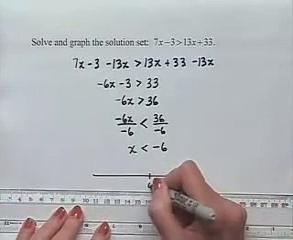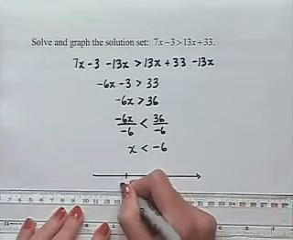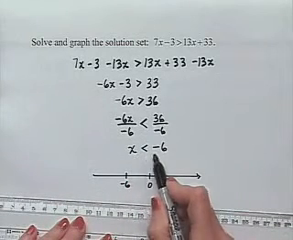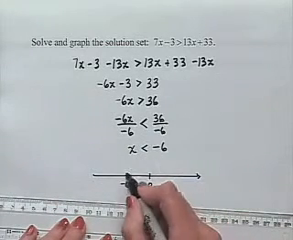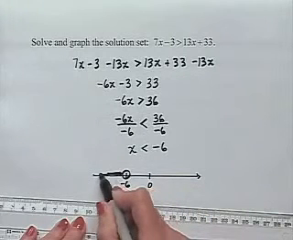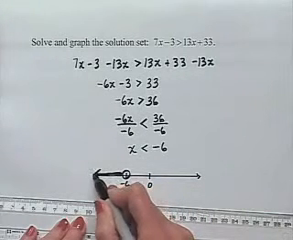Let's label 0 on the number line, and we need negative 6. We notice that we want values that are smaller than negative 6, meaning that we'll begin at negative 6 with an open circle, and we will shade in to the left in order to get our solution set.